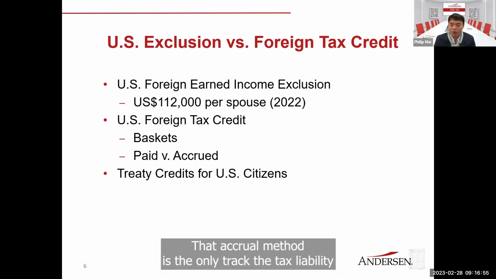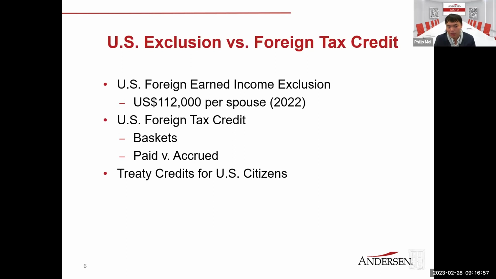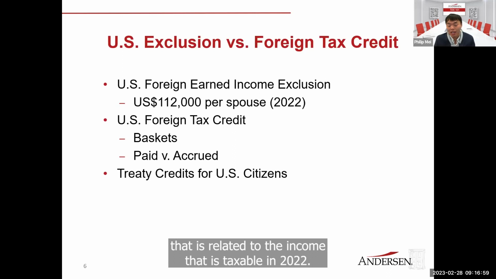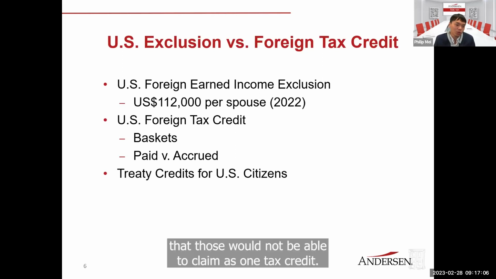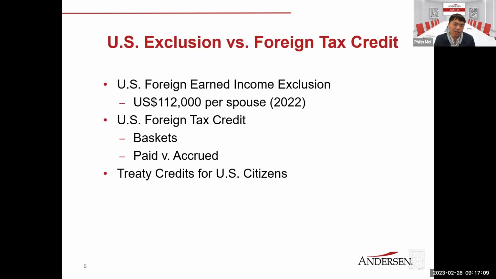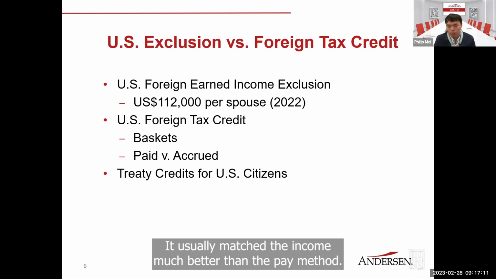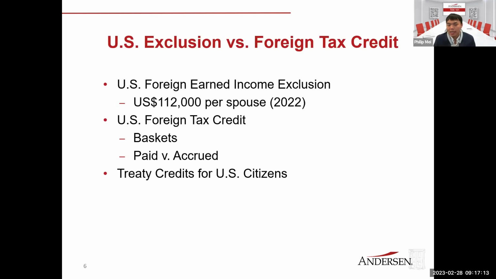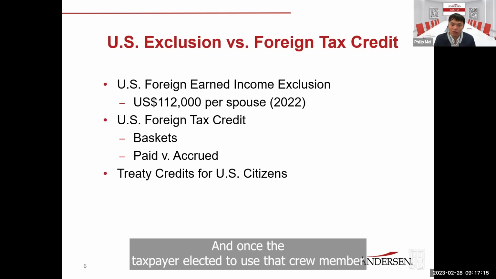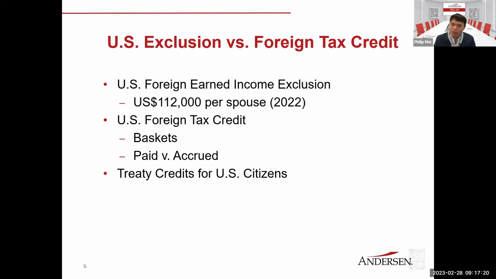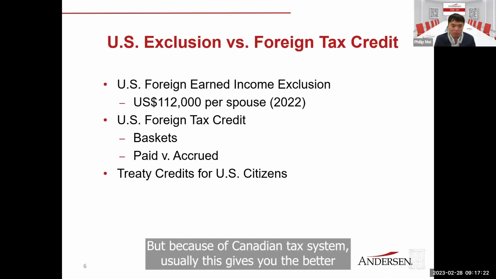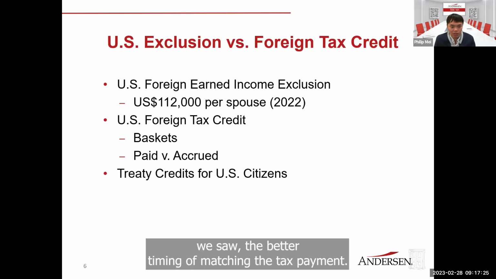The accrual method is where they only track the tax liability that is related to the income that is taxable in 2022. So any tax refund that you receive in 2023 after filing the return, you would not be able to claim as a foreign tax credit. It usually matches the income much better than the pay method. And once the taxpayer elects to use the accrual method for foreign tax credit, they cannot go back to the pay method. But because of the Canadian tax system, usually that gives you the better result, the better timing of matching the tax payment.